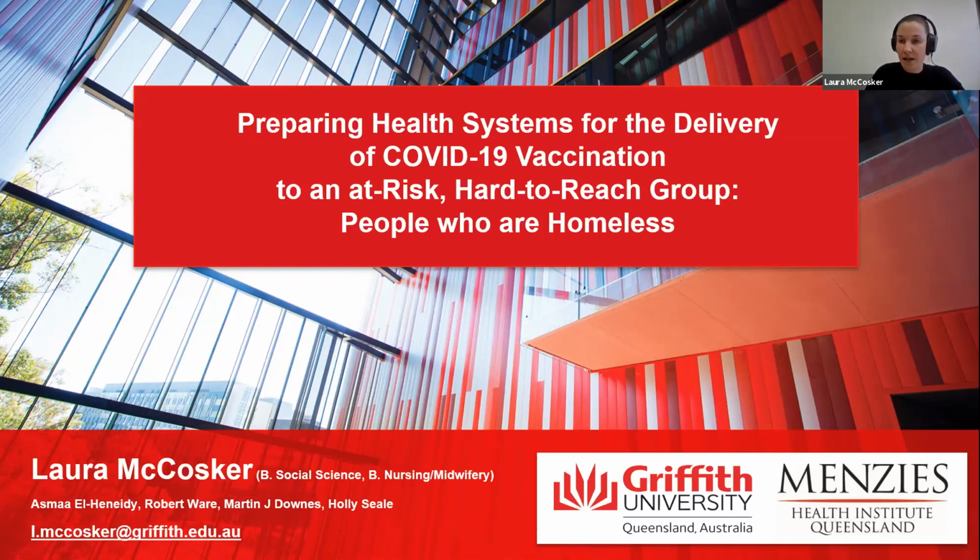Today I'll be speaking about the results of a systematic review I'm currently in the process of completing as part of my PhD, which is looking at how we can prepare health systems for the delivery of COVID-19 vaccination to people who are homeless. As I'll explain, in comparison to the general population, people who are homeless have higher rates of vaccine preventable disease, and that includes COVID-19. However, for a number of reasons, delivering vaccination to people who are homeless is really challenging.